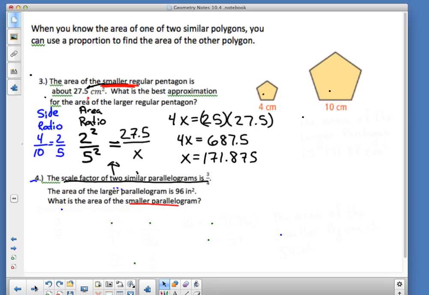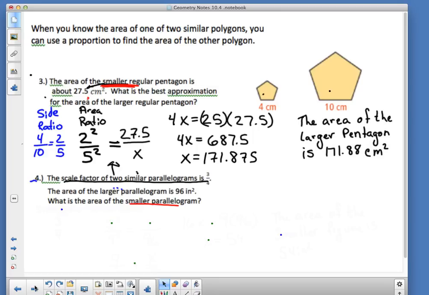Now, please keep in mind, word problems, word answers. Dress up your answer, make sure you don't have naked numbers. Give them units, okay? So the area of the larger pentagon is 171.88 centimeters squared. I haven't done anything crazy. I took my reduced perimeter ratio, I squared it, had an area ratio. I then took that area ratio and set up a proportion to find a missing area of one of my shapes. I had to know which one was bigger.